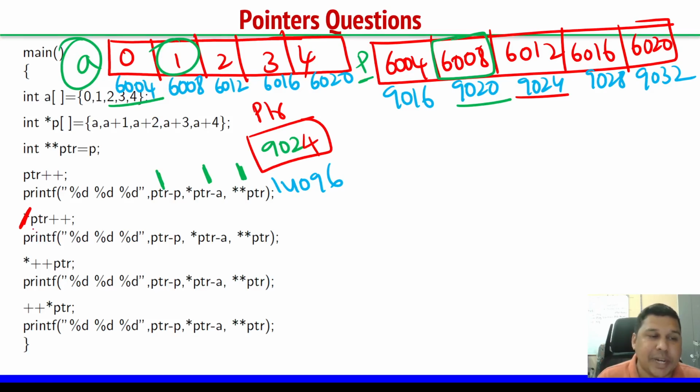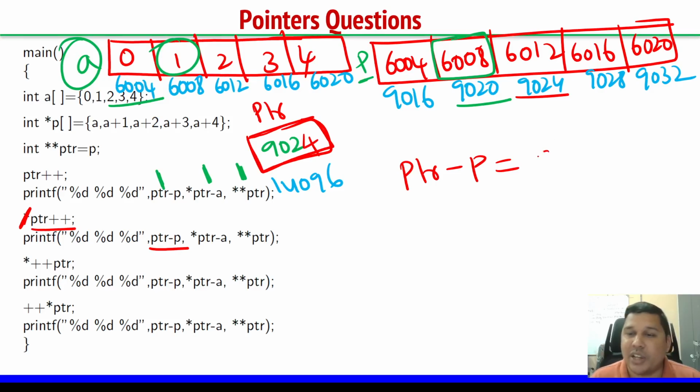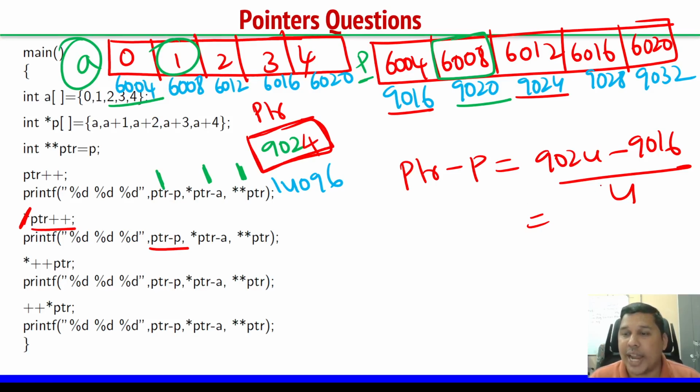So its meaning is PTR plus plus. Because of this, this value changed to 9024. Now what is PTR minus P? PTR value is 9024, P value is 9016, and I have to divide by 4 because it is the difference between two pointers. So 8 by 4 is 2. So this value is 2.